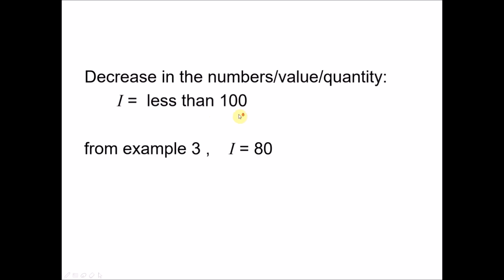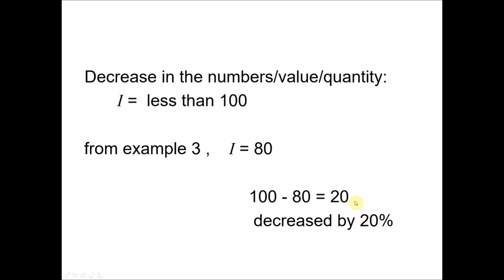So in our example 3, 80 is less than 100. So we know that the value decreased. Decreased by how much? So we take 100 minus 80, which is 20 here. So it decreases by 20%. So from this 80 here, we obtain the information that the price decreased by 20%.